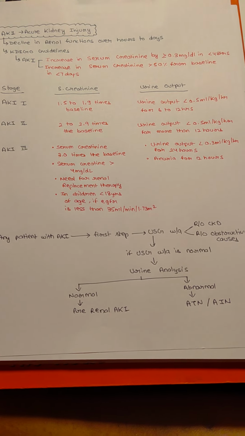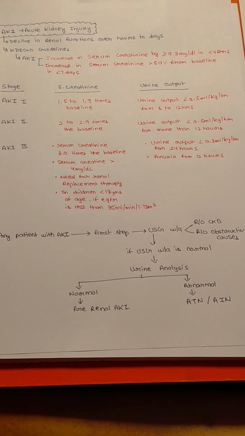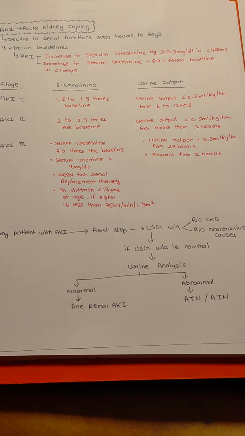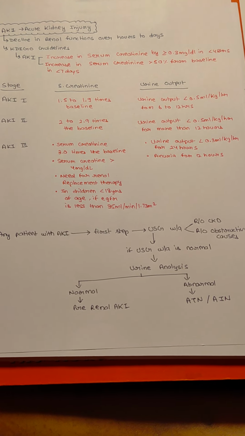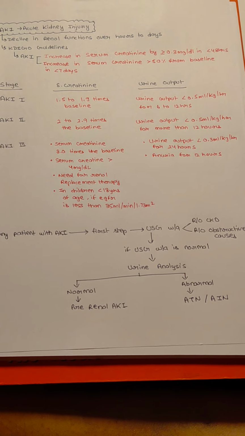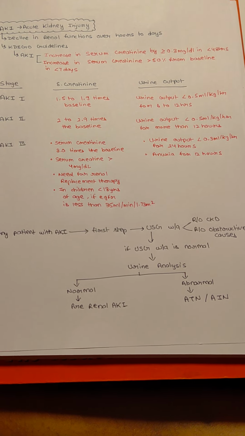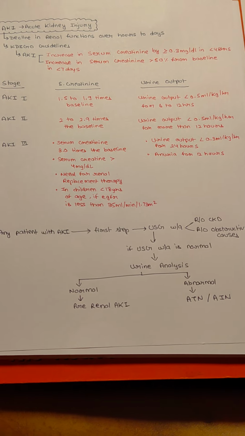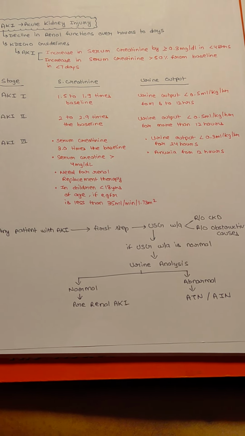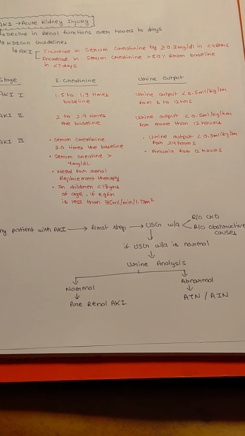Now the term from the baseline is very important. So we have many patients who have diabetic kidney disease or hypertensive kidney disease. In these patients, the baseline of creatinine is very high. So a patient even normally will have a creatinine of 2. So in these patients, increase should be more than 50% from the baseline. So in these patients, we will take the baseline as 2.